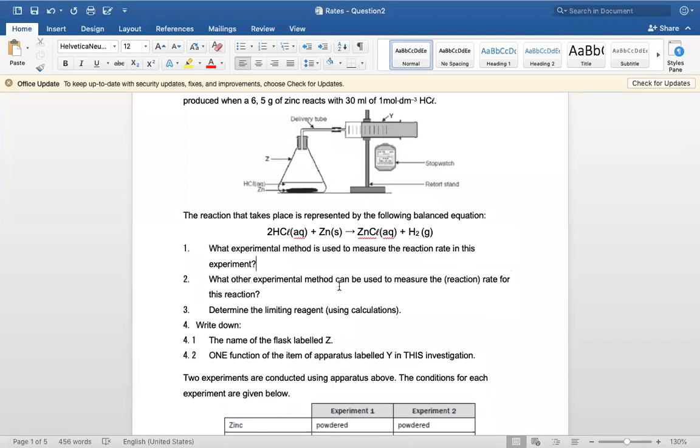What is the gas that's released? Hydrogen. In another experiment, there may be carbon dioxide released or something like that. It just depends from reaction to reaction. So you'll have to see what you are given in the reaction.